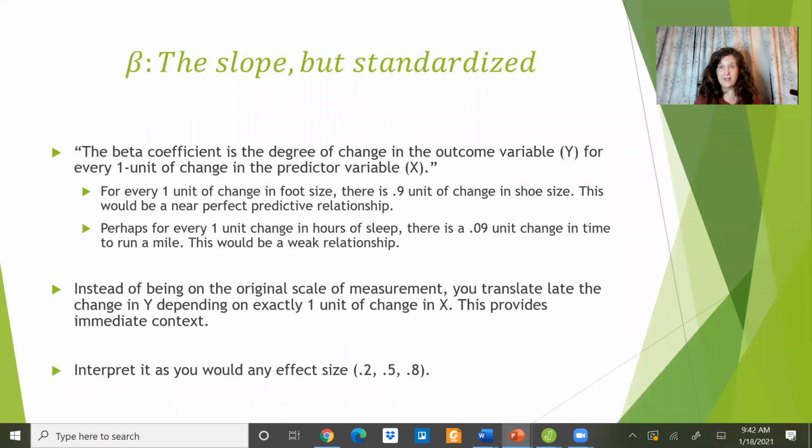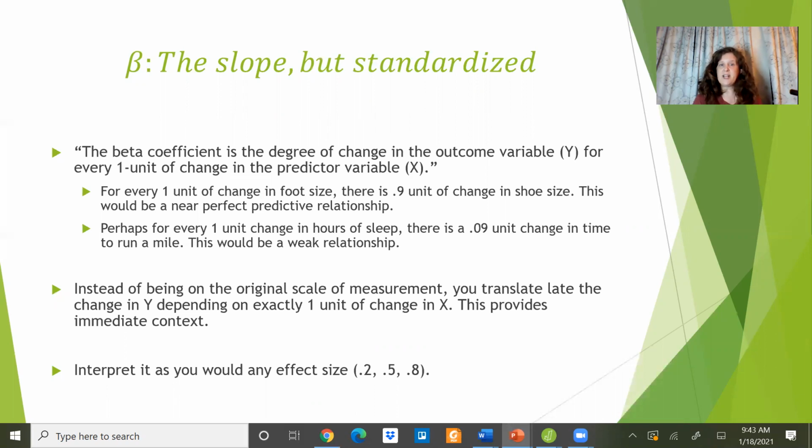B is slope. Beta is the slope, but it has been standardized. And beta here, you can see that's the big capitalized Greek letter beta. When you're doing your write-ups, you can just type in beta. I don't expect you to look through Microsoft Word for the Greek letter beta unless you want to. If you're fancy like that, go ahead. The beta coefficient is the degree of change in the outcome variable Y for every 1 unit change in X. So for every 1 unit change in foot size, there's a 0.9 unit change in shoe size. This would be a near predictive relationship. So that would mean that the beta would be 0.9 there.